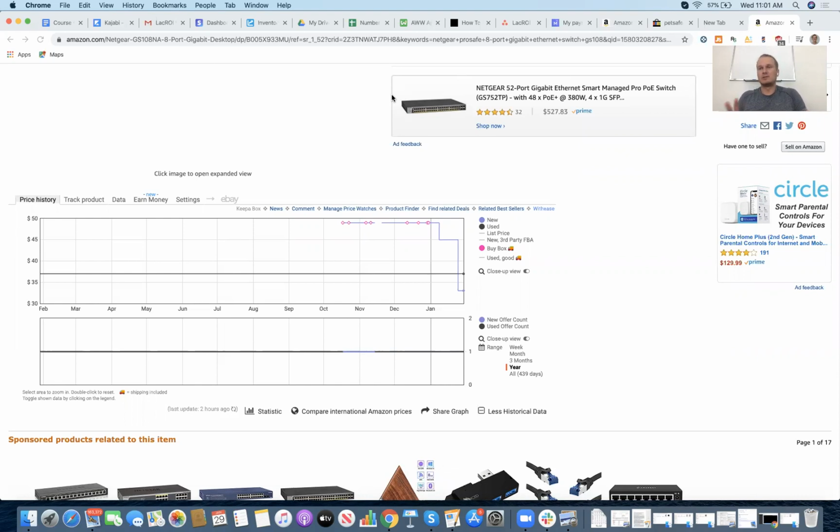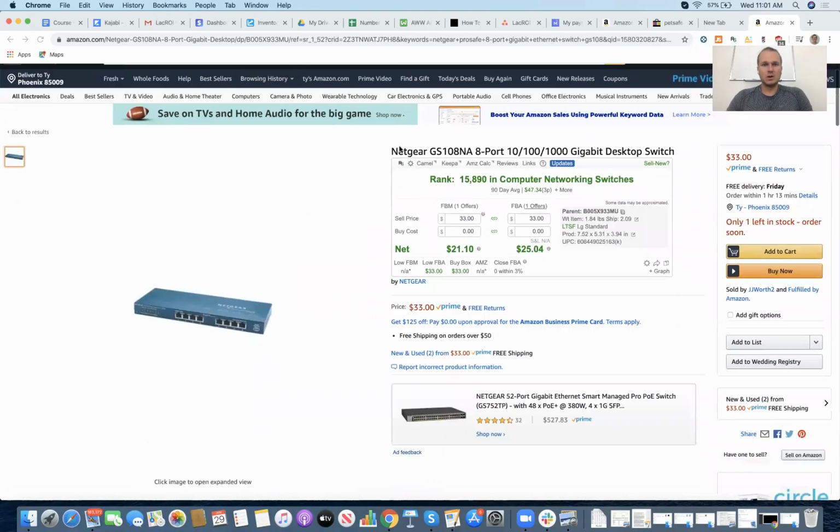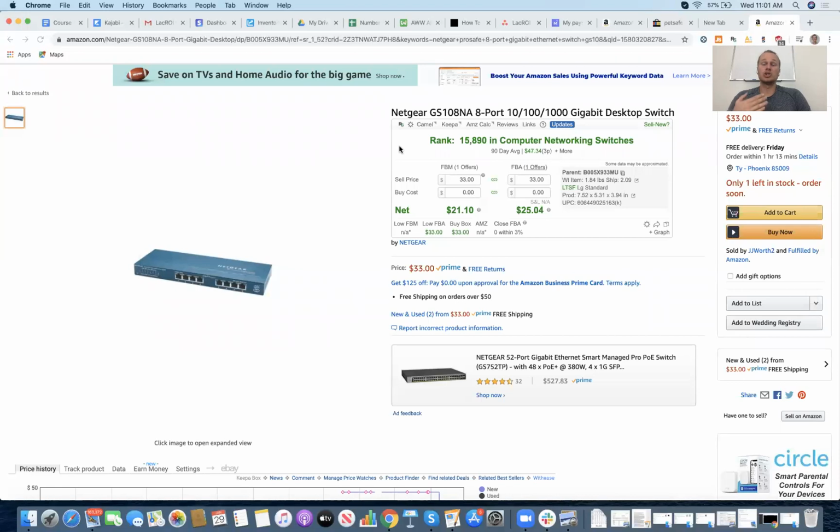And if it's selling, those are two things. Can you sell it? And if it's selling, can you find it with a decent enough margin that you can buy it? So let's go to one that does not sell. I'll show you exactly why it does not sell.